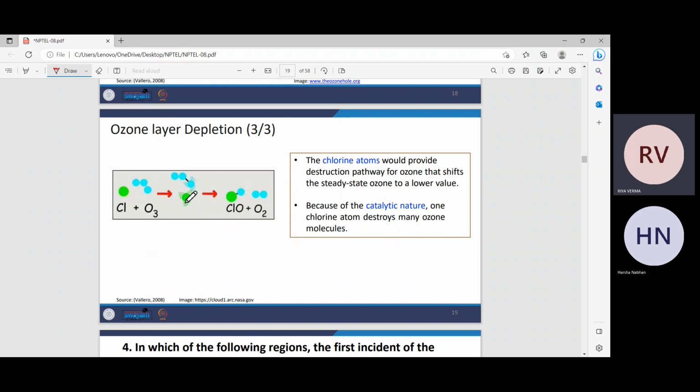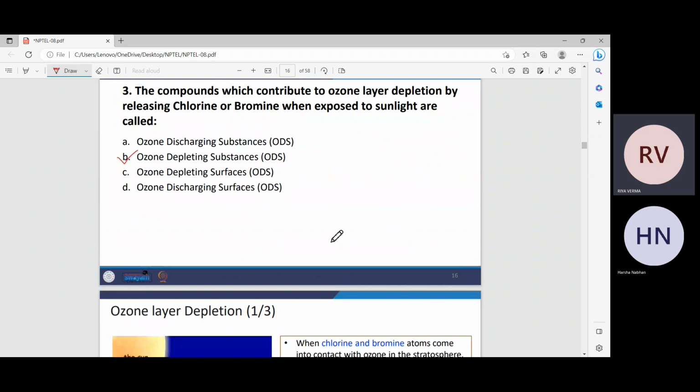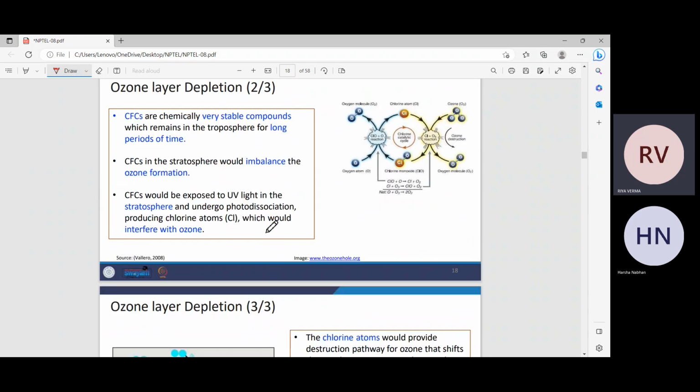But this reaction takes place. This chlorine reacts with the ozone molecule. It binds up with the oxygen atom and forms ClO, and oxygen gas is released in this process. So this is basically the mechanism for the reaction of chlorine or bromine. Reaction with bromine is of the same nature only. So these compounds are known as ozone depleting substances.